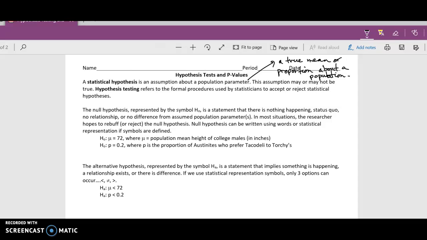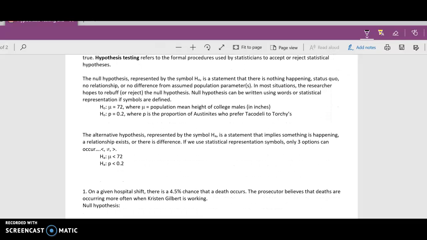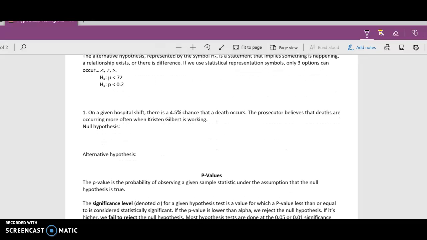The alternative hypothesis, represented by the symbol H sub A, or HA, is a statement that implies something is happening, a relationship exists, or there is a difference. If we use statistical representation symbols, only three options can occur: less than, not equal to, or greater than. So the alternative is a difference. It's not that mu is equal to something, it's that mu is less than something, or mu is greater than something, or mu is not equal to. Same thing with p's. So let's look at this first example.